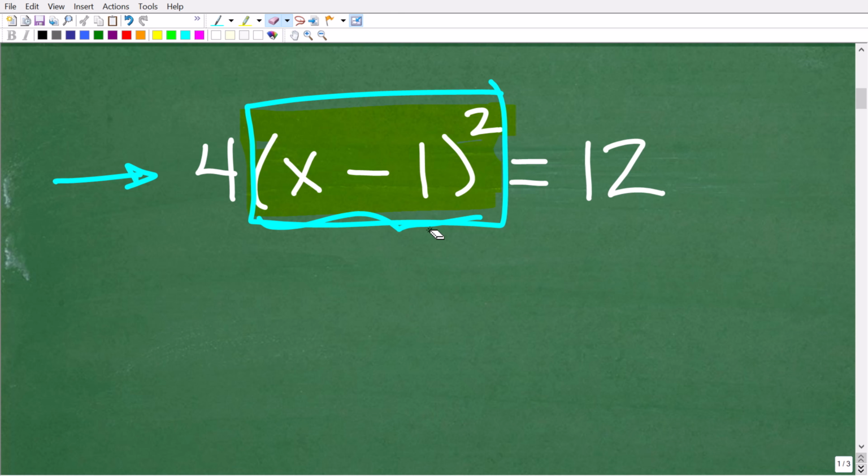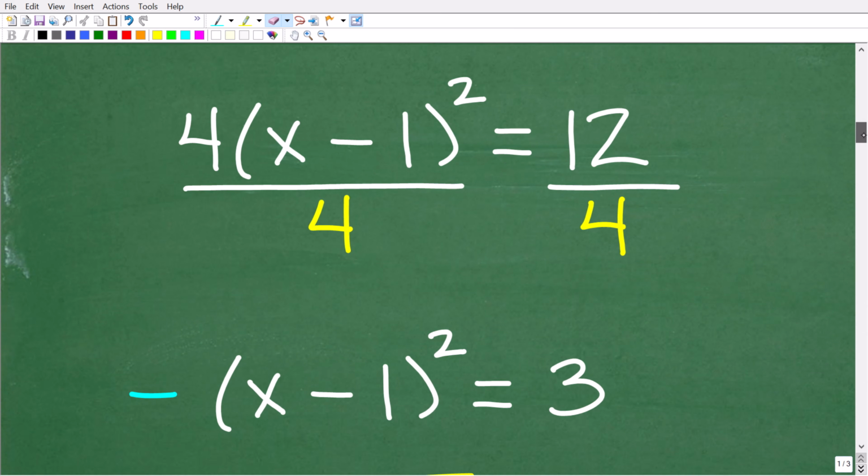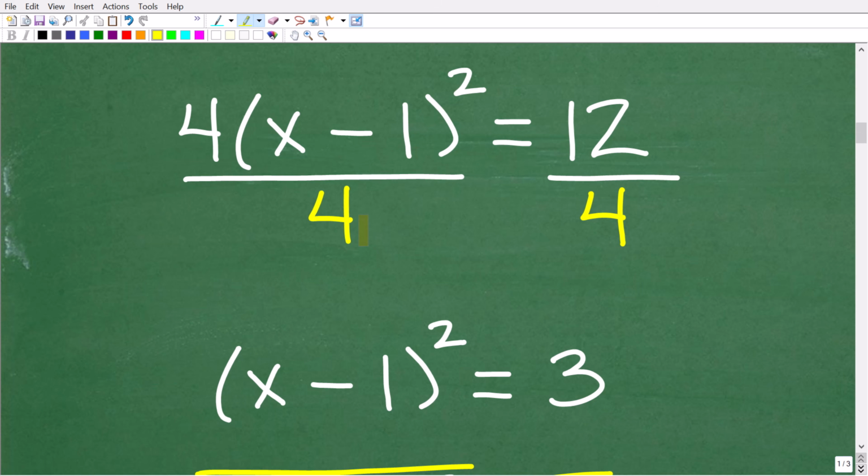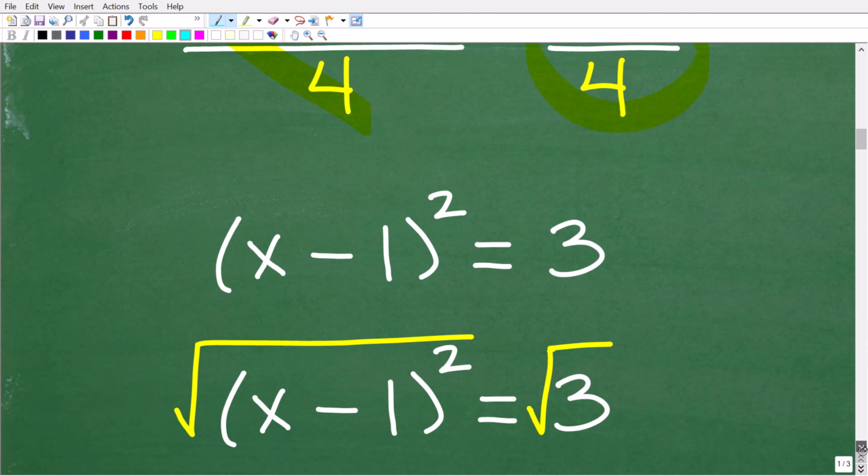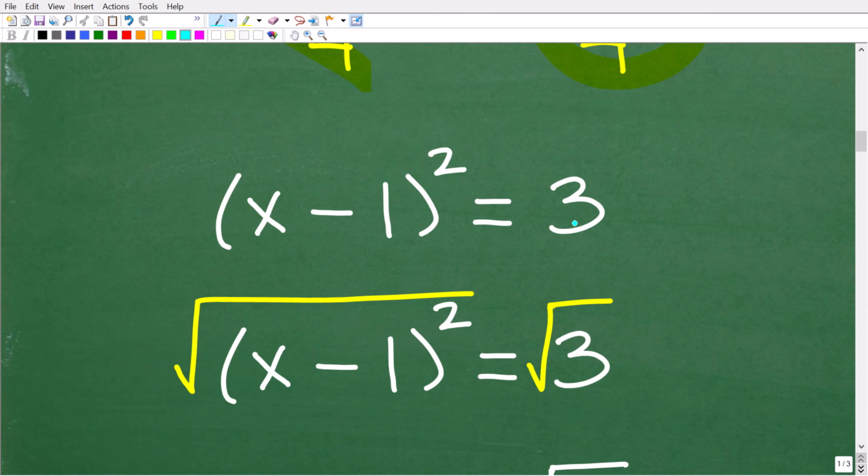Alright, so all we have to do here is isolate this part, and the way we're going to do that is to divide both sides of the equation by 4. Okay, so once again, I'm showing you the quick way to solve this problem. So when we divide both sides of the equation by 4, these 4's cancel, and of course 12 divided by 4 is 3. Okay, so now we have (x minus 1) squared is equal to 3.